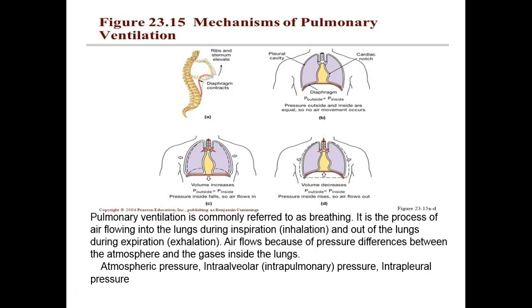And then you can see on the top right, the two lung fields. What's happening here, the pressure in and out is equal, so nothing's happening. This is what happens at the apex of inhalation and exhalation, you have this equalization, so nothing happens until the rest of the cycle happens. And then on the bottom left, volume increases, air is going to flow in. Volume decreases, air is going to flow out.